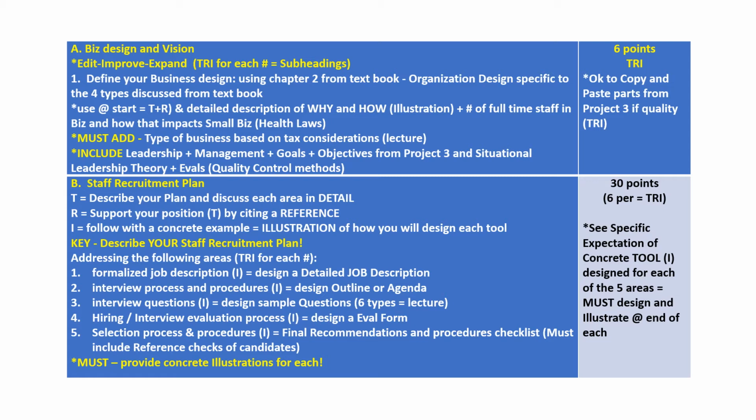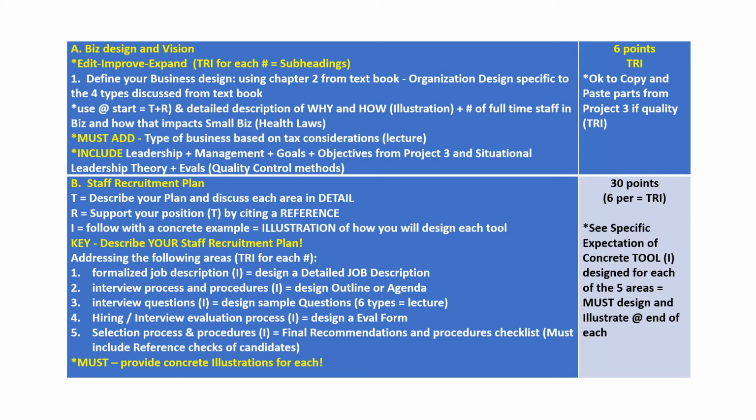Number 2, interview process and procedures. Again, you want to give a detailed description of why and how. Assume the reader has no idea what you're talking about, or doesn't care, or hasn't been in the class. You need to cite references to that, and then you need to provide for an illustration a separate bullet point outline or agenda for that process. Step 1, step 2, step 3, for example.